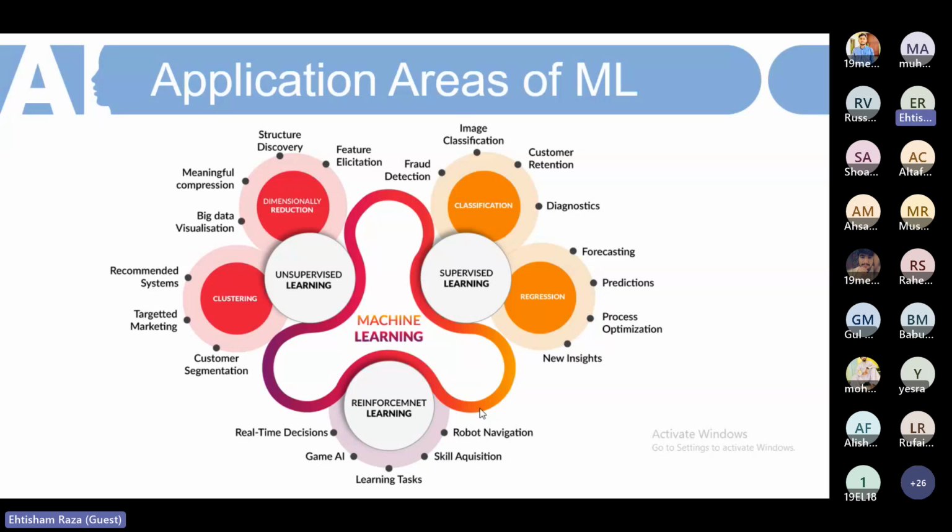In unsupervised learning, you can go for customer segmentation. You have to segment your customers based on their attributes. You can do targeted marketing. If you have to market to your specific customers, you can do this. Recommendation systems: yes, the recommendation system on YouTube and all these things are examples of machine learning.